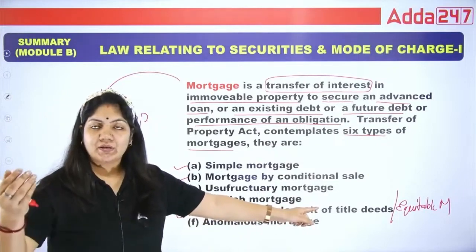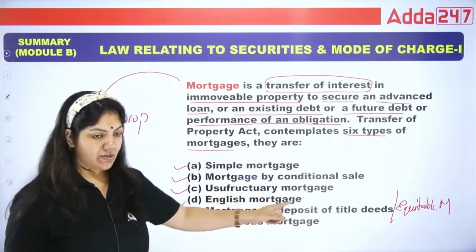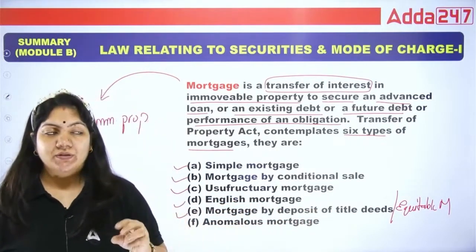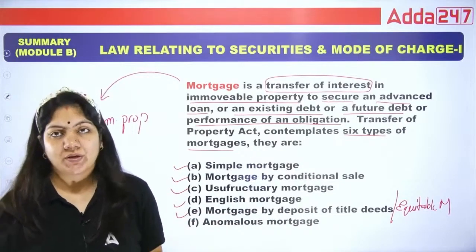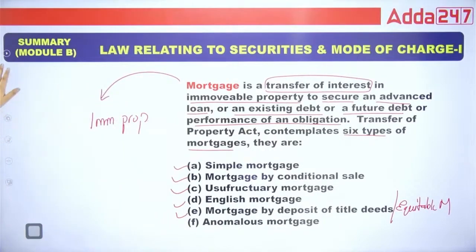Equitable mortgage, in the metropolitan areas, this mortgage happens and registration is not required. And the last one is anomalous. Anomalous is a different kind of mortgage. It means it is a combination of two or more mortgages. That's it. Okay, so this is your complete mortgage.